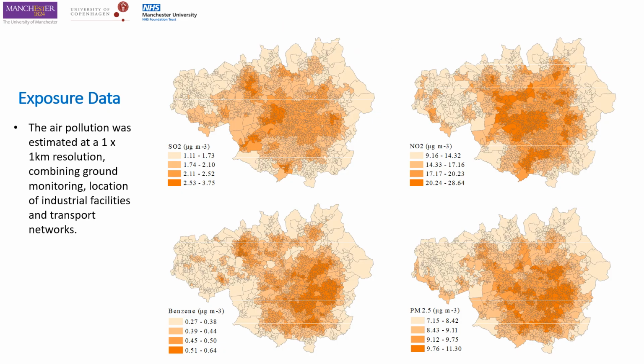Our air pollution data came from DEFRA, and it was 2019 annual averages. We did a very subtle tweak to make this data more suitable to look at the spatial differences within a city such as Greater Manchester.